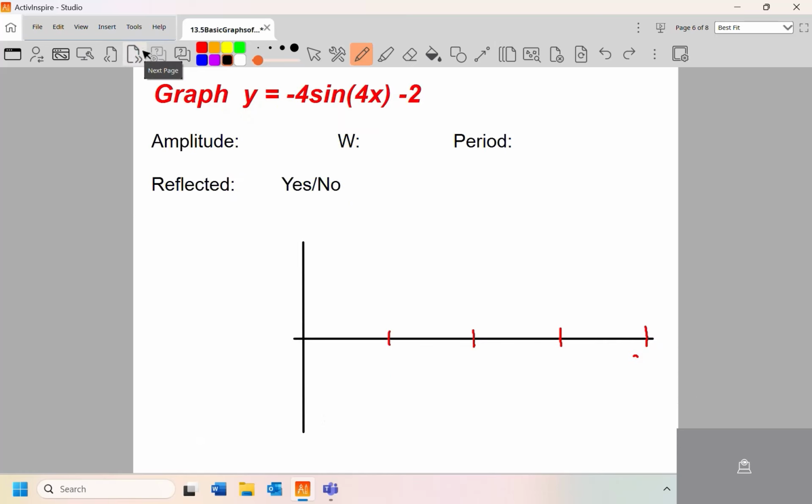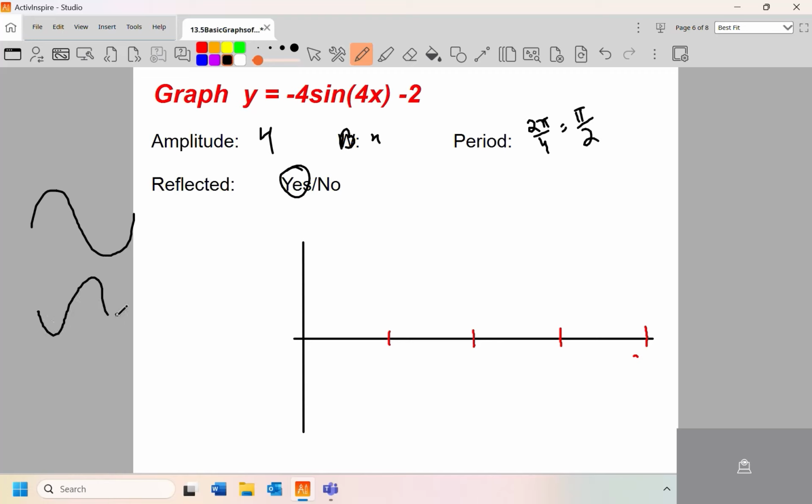Easy peasy lemon squeezy. Graph y equals negative 4 sine of 4x minus 2. The amplitude on this one is 4. This is b. The b is 4, which means that the period is 2 pi over 4, which is just pi over 2. Is it reflected? Yes. So normally what sine does is sine does this. It has been reflected. So it's going to start low and go high because of the reflection. That's a really bad graph. But anyway, I need to go down 4 and I need to go up 4.